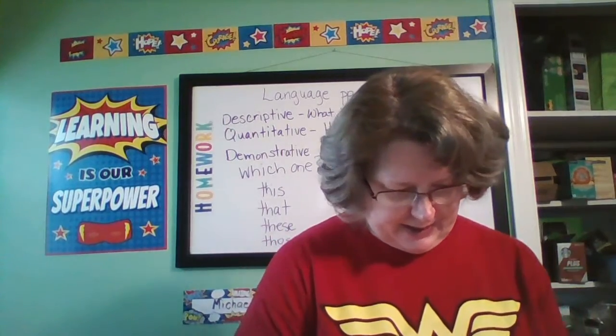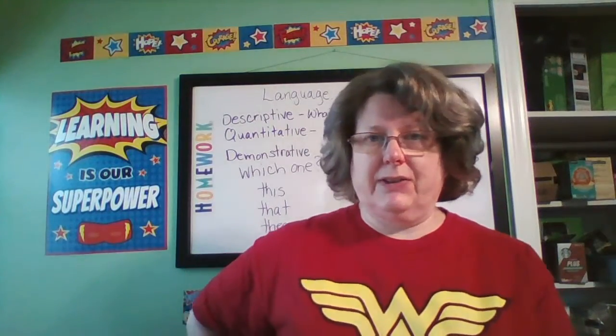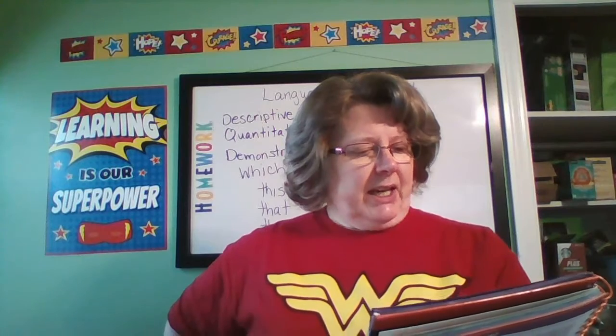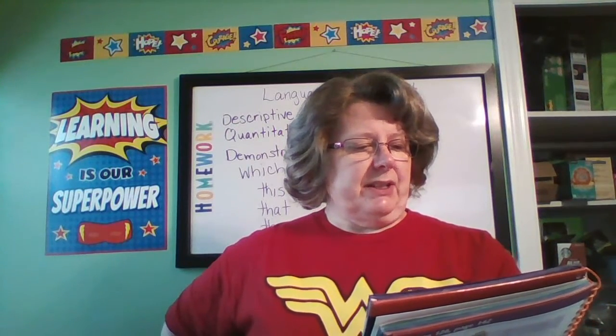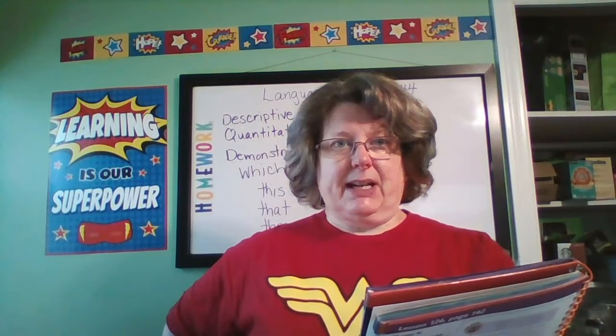Number one says, huge tree. Well, we know that the noun in that sentence is tree because tree is a thing. So our adjective would be the word huge. So we would circle the word huge. And then we would look at our questions. Does that tell what kind of tree, how many trees, or which one? Well, it tells what kind. It tells me about the size. It describes the tree. So I would put in the blank, what kind.